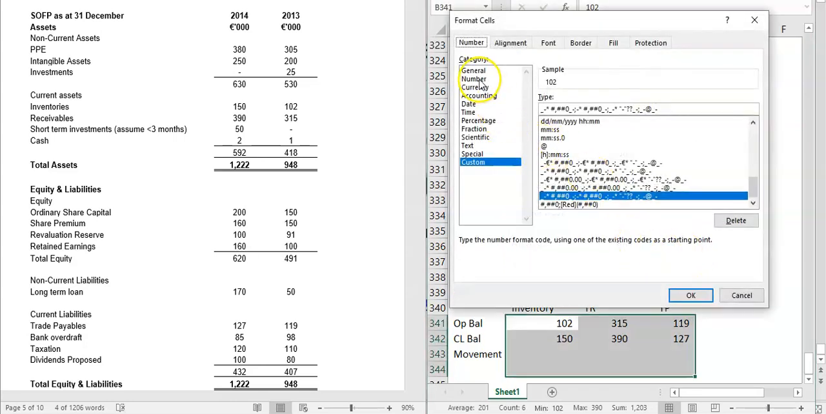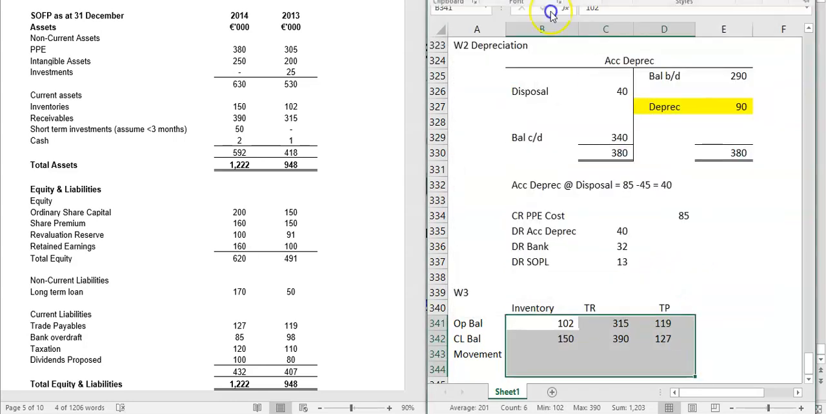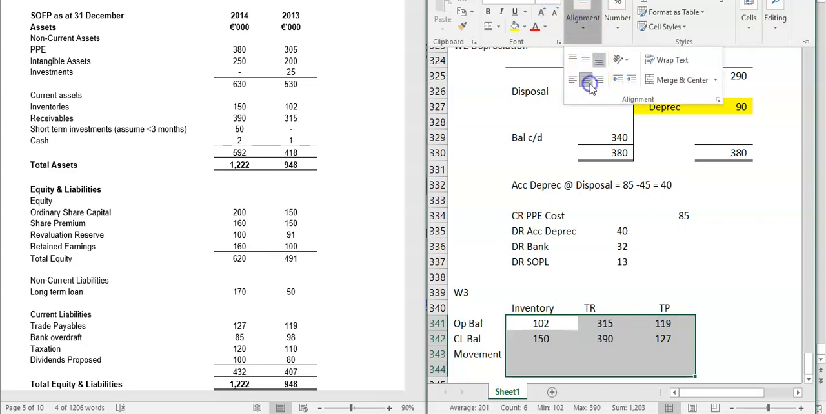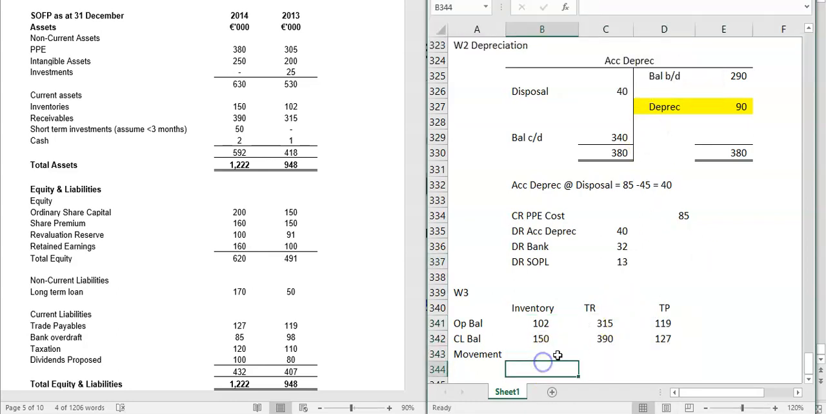Just tidy up these to make sure that they line up. So the movement here is 48. The movement here is 75. And the movement here is 8. So you're trying to look at each of those now, and you're getting an idea of what's going on. Just double check here. Trade receivables 315, 390, 112. That's perfect so far.